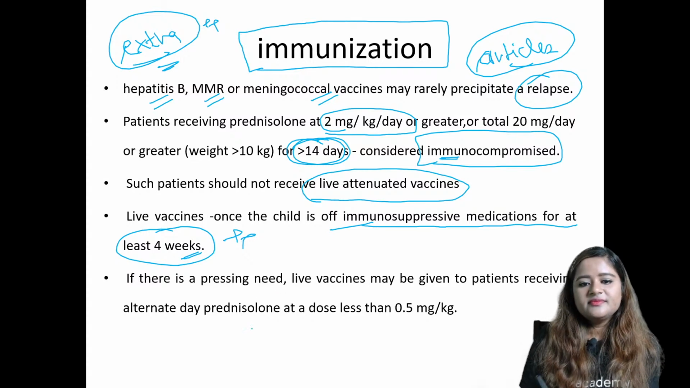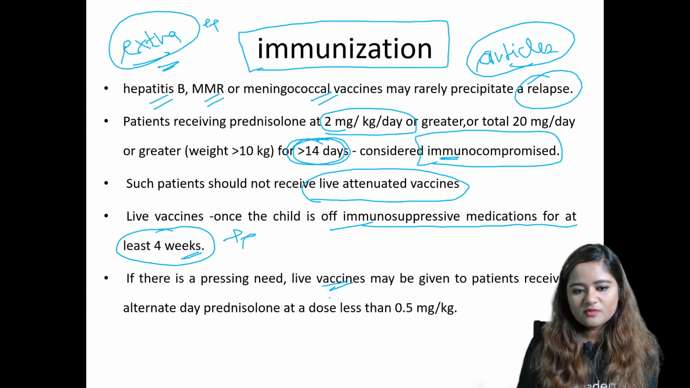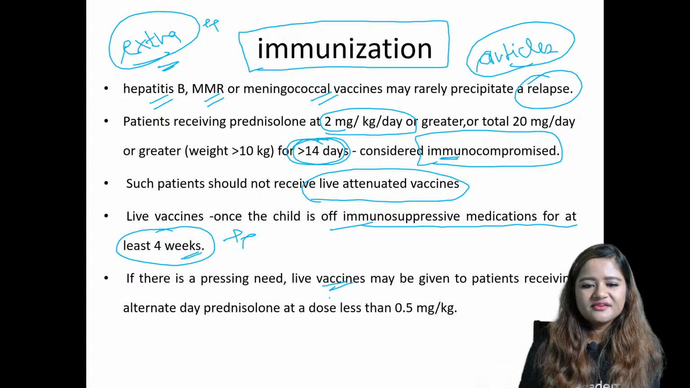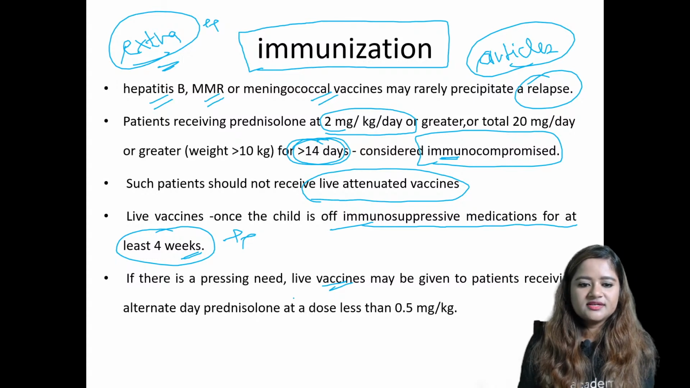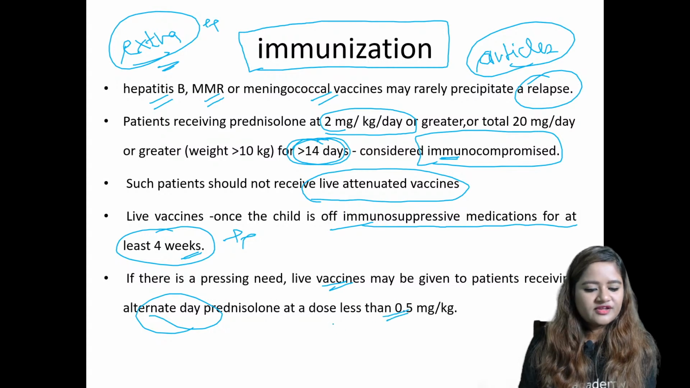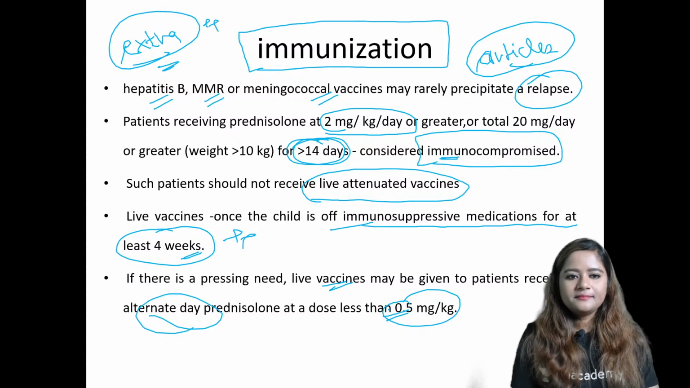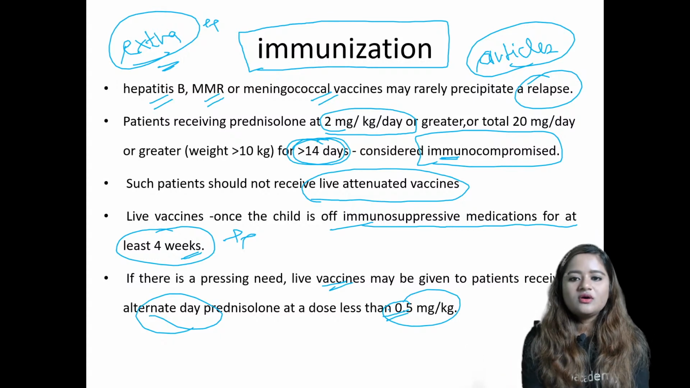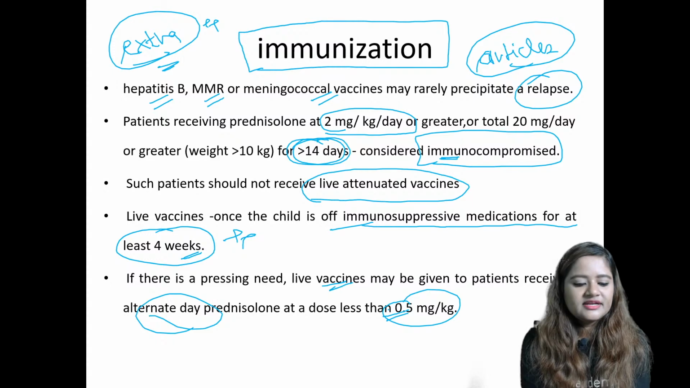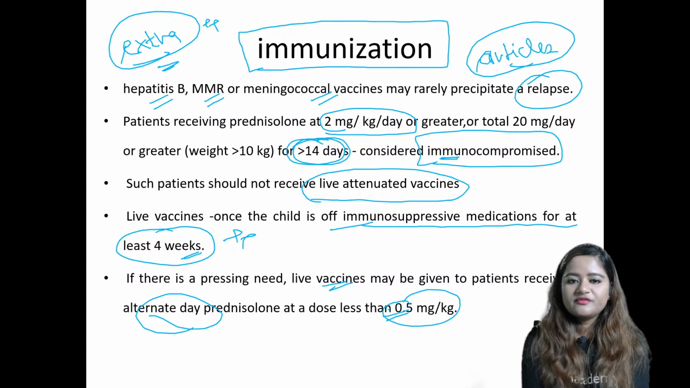If there is a very much need to give a live vaccine, that means there's a pandemic or maybe the child is going to some other country, or any reason for which you have to vaccinate the patient, then you can give them if they are on alternate day steroid therapy for a dose less than 0.5 mg per kg. तो इस स्लाइड से अगर कुछ याद रखना है तो प्लीज रिमेंबर: Hep B, MMR and meningococcal vaccine can precipitate a relapse in patients treated for nephrotic syndrome.